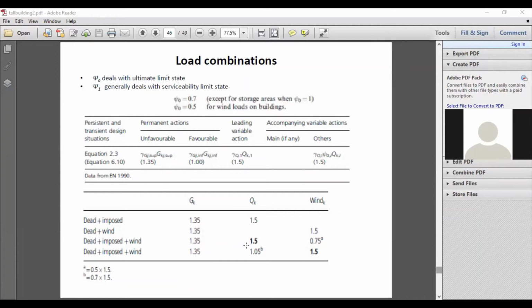Who is Maldenia? What is the reason for all these different values? The reason is, in a tall building, there is no chance for all the loads to act simultaneously at the maximum value. So what we do is, we assess the values based on probability.